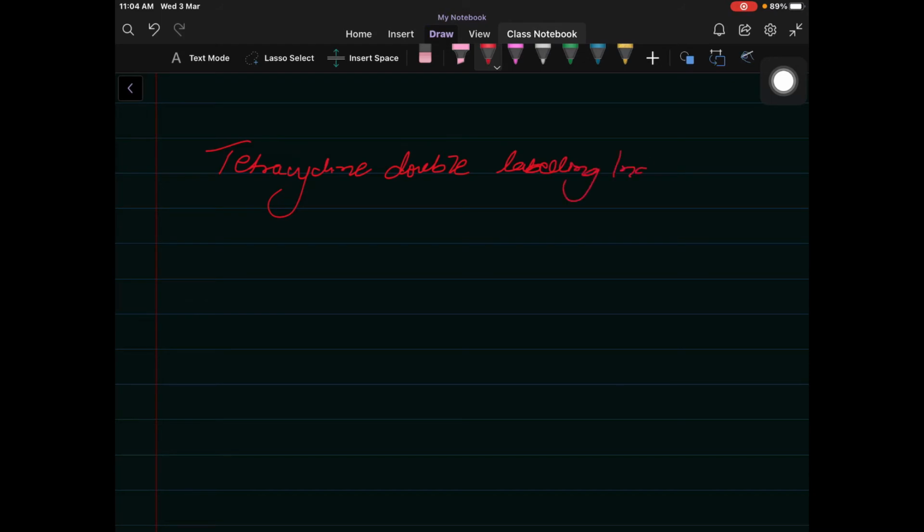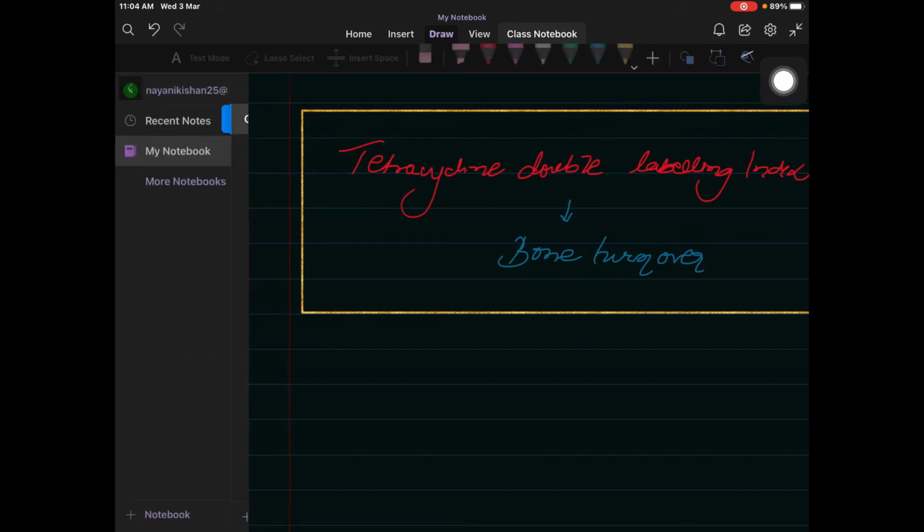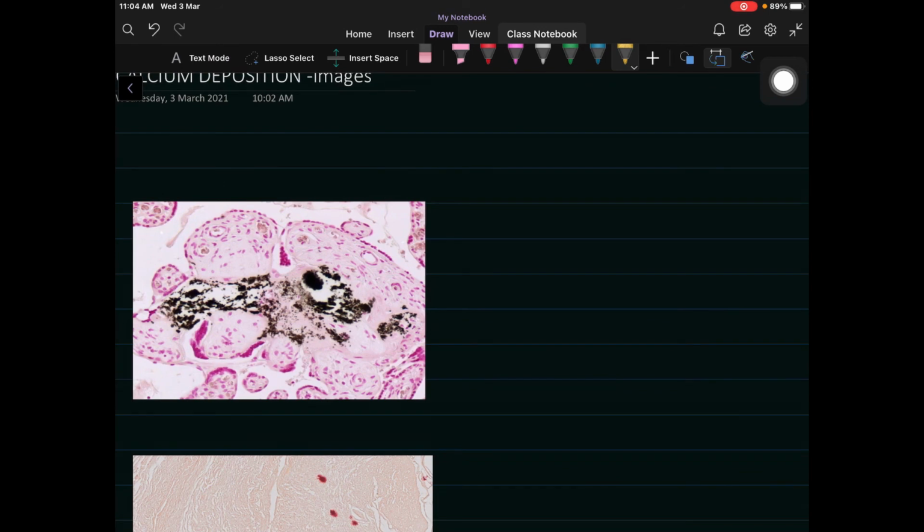So the last one, that is also an important one, that is the tetracycline double labeling index. Remember, the tetracycline double labeling index is used for calculating the data on the bone turnover by injecting the tetracycline. So note this point. So now let's discuss each and everything with the pictorial representation.